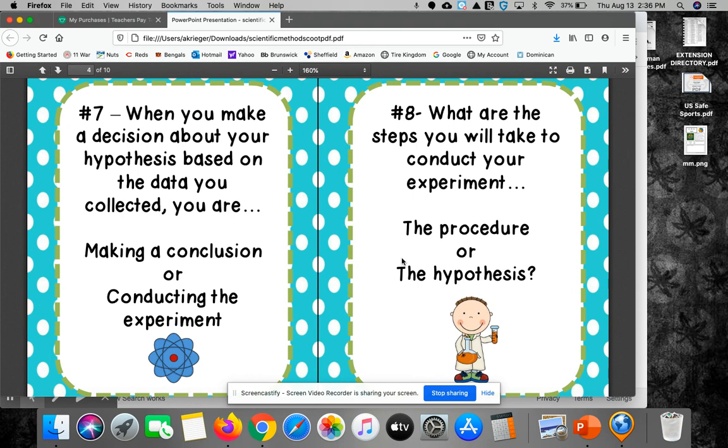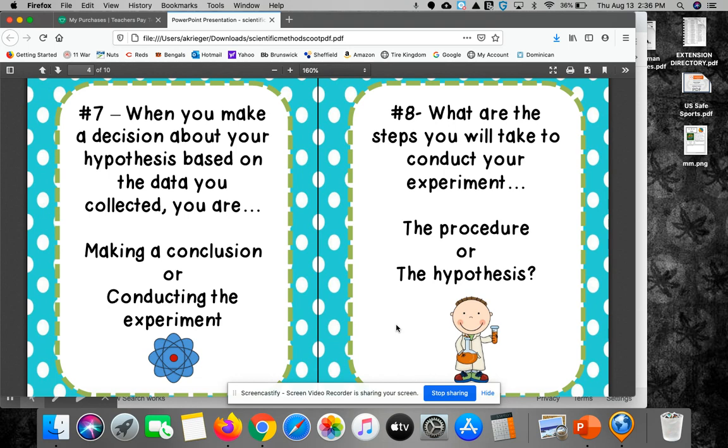Number 7, when you make a decision about your hypothesis based on the data you collected, you are. So when you take a look at the data or information you collect, what do you do then? Are you making a conclusion? Or are you conducting, which means doing the experiment? So when you're analyzing your data, you then are able to make a conclusion or conduct an experiment. The answer is making a conclusion. So keep adding on your fingers how many you're getting wrong.